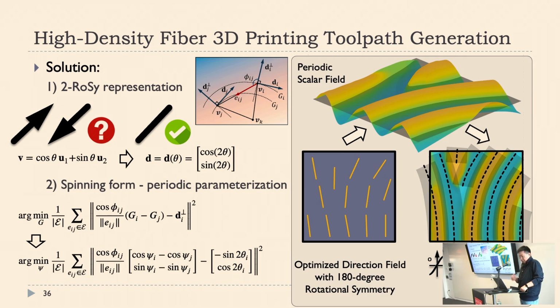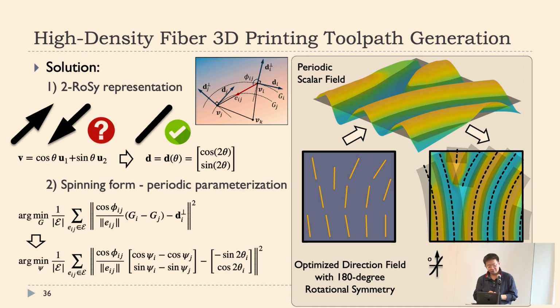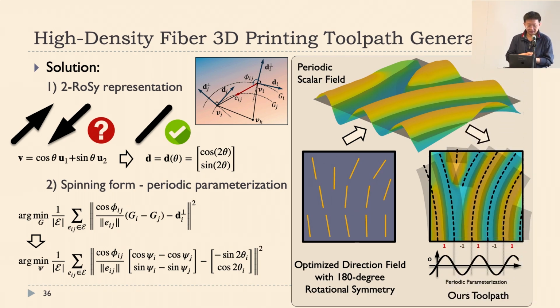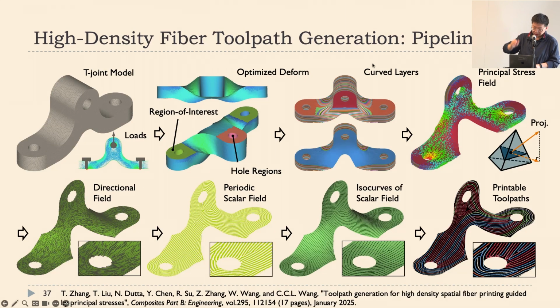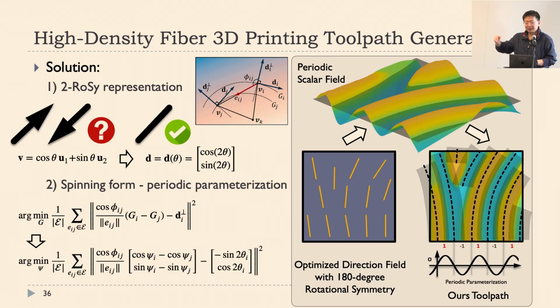So we're trying to tackle it by changing our primary scheme. First of all, we convert the vector field into a two Rossi representation. That gives you a direction-independent representation, right? And then we change the scalar field into a spinning form with the help of periodical parameterization. So we're able to generate a very dense wave-based field. It turns out with this wave-based scalar field, or periodical scalar field, we're able to generate very dense toolpaths. Okay, this is a trick, but this trick helps us a lot.